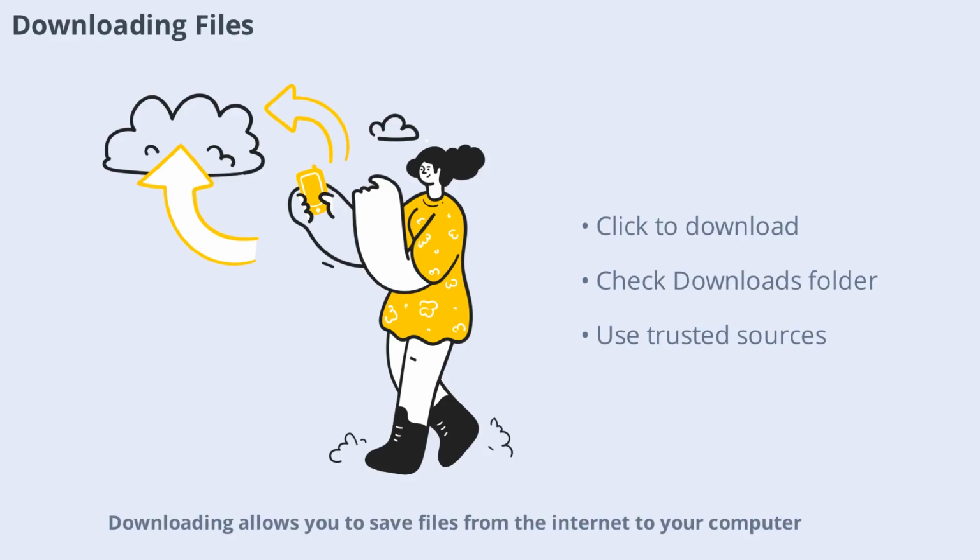Downloading allows you to save files from the internet to your computer. Click a download link and the file will usually appear in your Downloads folder. Always download from trusted sources to avoid viruses. Once downloaded, you can open, move, or delete the file as needed.